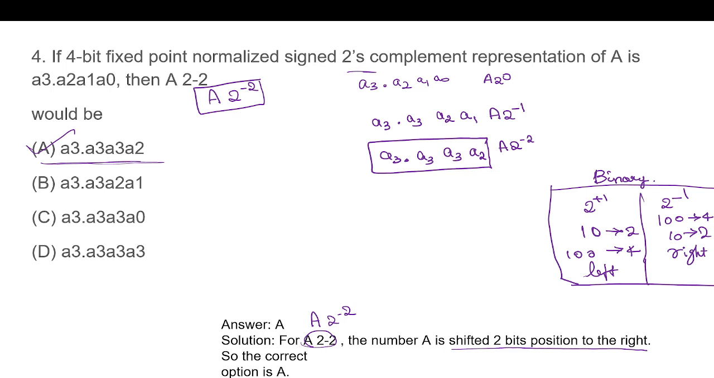Ma'am, 2 to the power plus 1 means left side shifting position, A3, A2, A1, A0? No, I am just generally explaining. For example, if you want to multiply any binary number with 2 to the power plus 1, then one left shift is enough. And if you want to multiply by 2 to the power plus 2, then you can do 2 times left shift. Here in this representation, it is after the dot. So it is 2 to the power 0, 2 to the power minus 1, 2 to the power minus 2, 2 to the power minus 3.